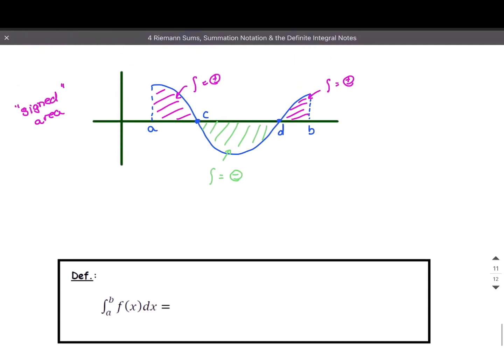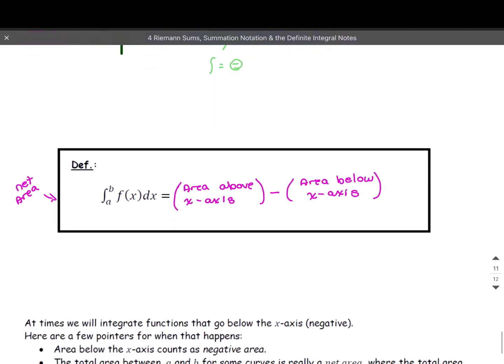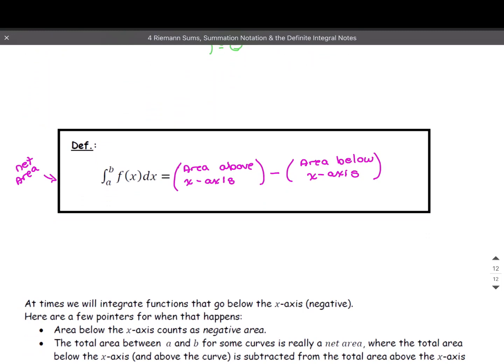Now that means we have something called net area. So the net area, when we have the integral from a to b of f of x dx, what we do is we find the area above the x-axis minus the area below the x-axis. Because the area above the axis is positive and the area below the x-axis is negative, for the net area we take above minus below.